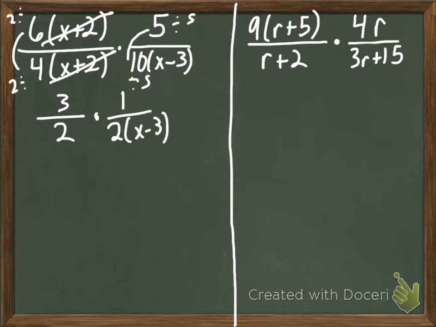Looks like we can't do any more reductions, so let's multiply across. 3 times 1 is 3, 2 times 2 is 4, x minus 3.